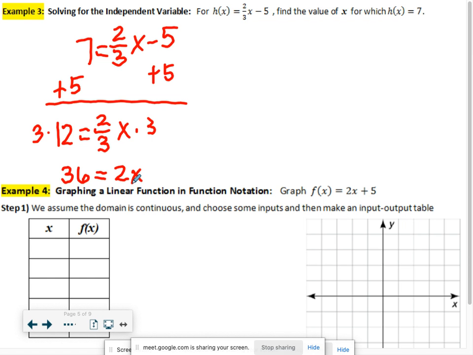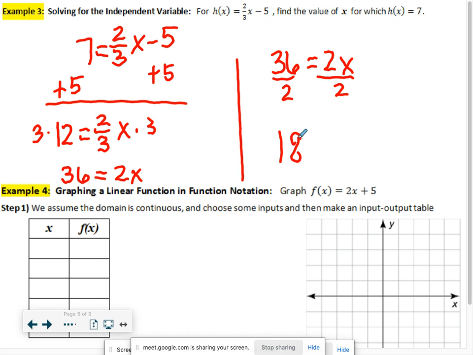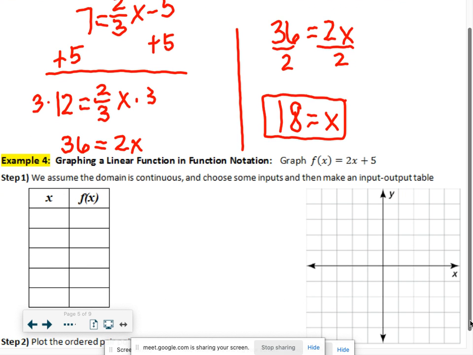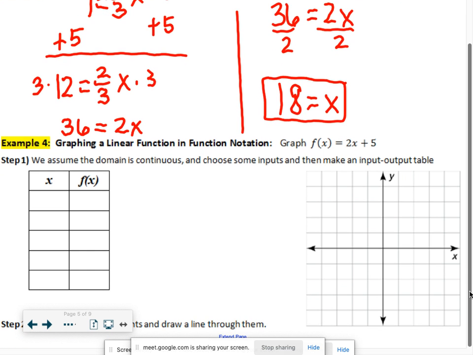And then you divide it by 2. 18? Sure. Okay. Is that okay? Yeah.